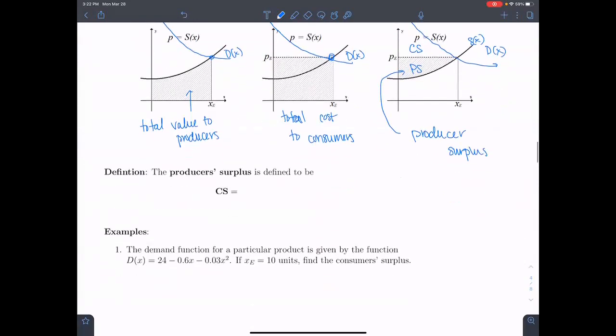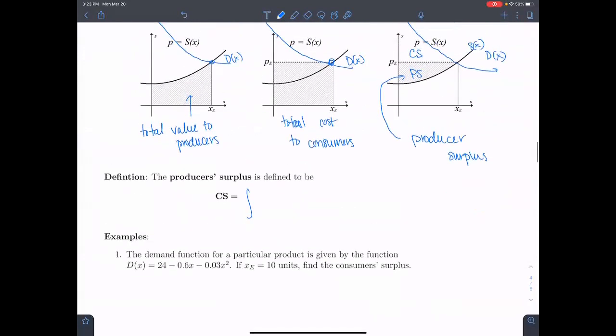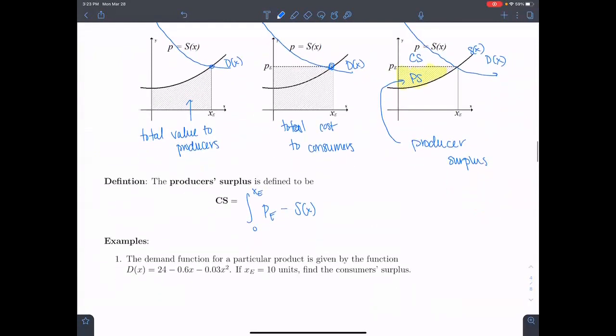All right. So when we do this, producer surplus is defined to be the same thing, we're going to do top minus bottom here. So we're talking about this area. So the top function is P sub E, we're evaluating from 0 to X sub E, minus the bottom function, which in this case is the supply, dx. And then when you do this, similarly, that P sub E, X sub E will fall out, and then you can just take the integral from 0 to X sub E of S of X dx.